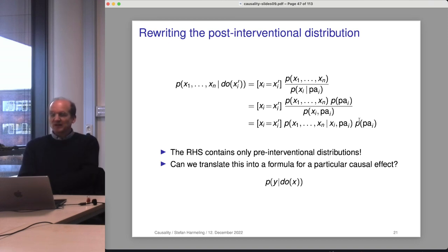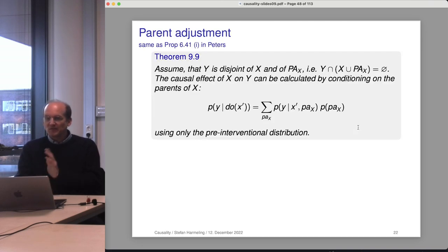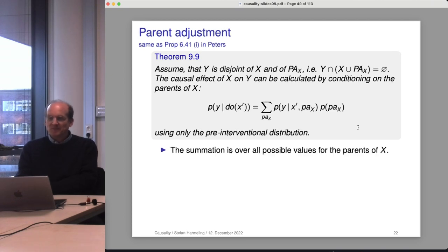Now, suppose we are interested in a particular causal effect, so we don't want to have everyone here. So how can we translate it? And the easy trick is, of course, just sum everyone out, right? And we will see what's happening when you sum it out. Then you have the parent adjustment formula that I mentioned before. So this is the theorem. Let's look at the proof.